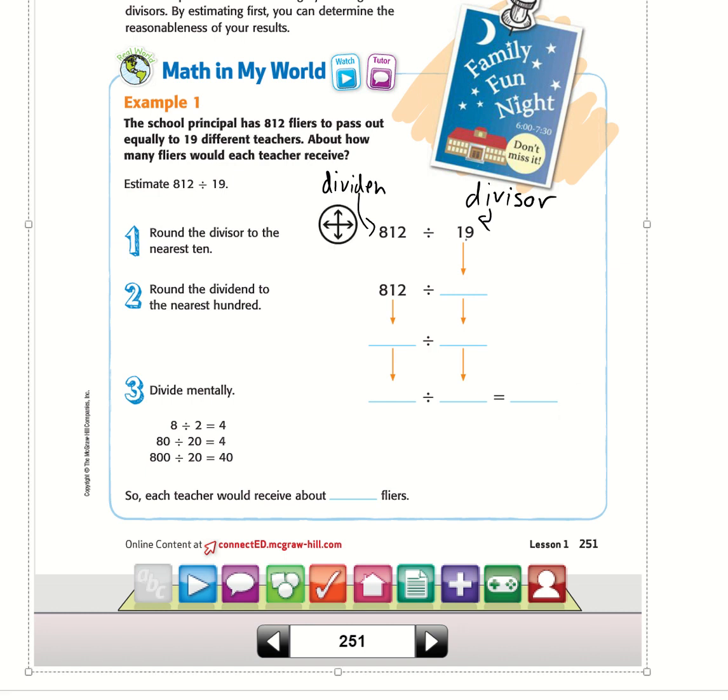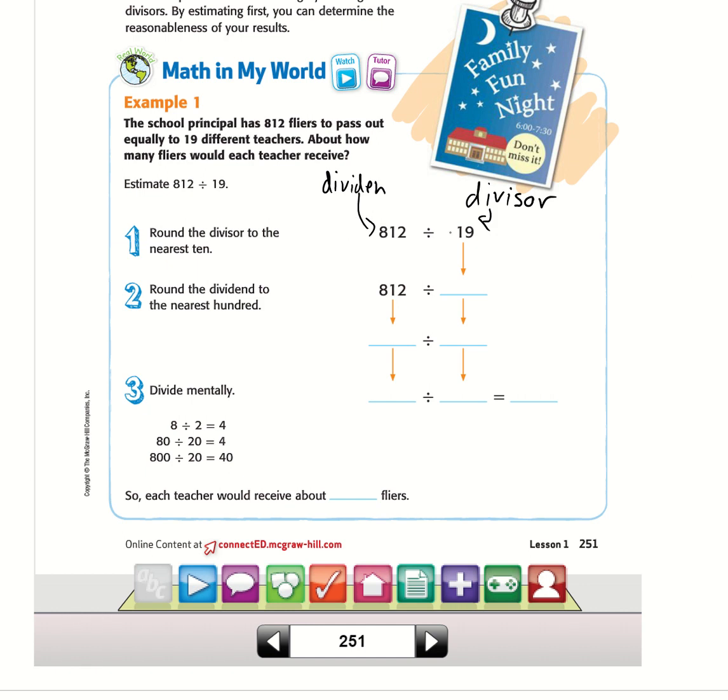So step 1, round the divisor to the nearest 10. So 19. My tens place is going to be my 1. So I'm going to round 1. And then I'm going to look at my 9. My 9 is 5 or above, so that means I'm going to round up. So I'm going to round to 20.